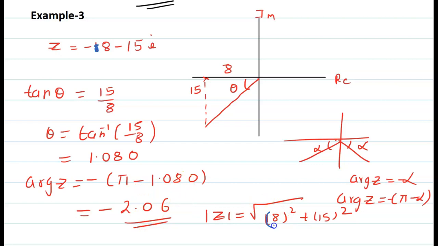So it should not be 18 square, instead of 18, it should be 8 square. 8 square is 64, 15 square is 225. If you add them, it becomes 289, and the square root of 289 is 17. So I apologize for that. By mistake I wrote minus 18, it has to be 8.